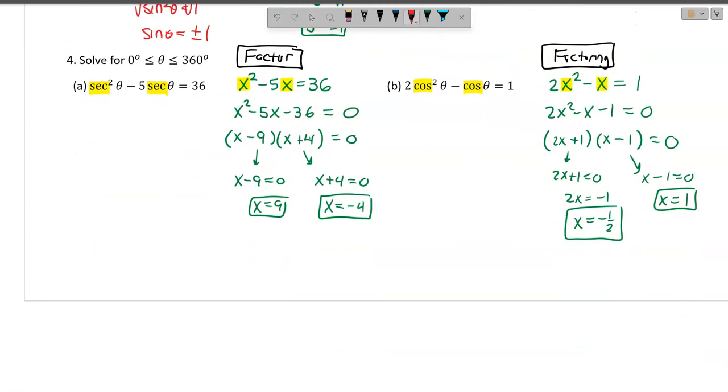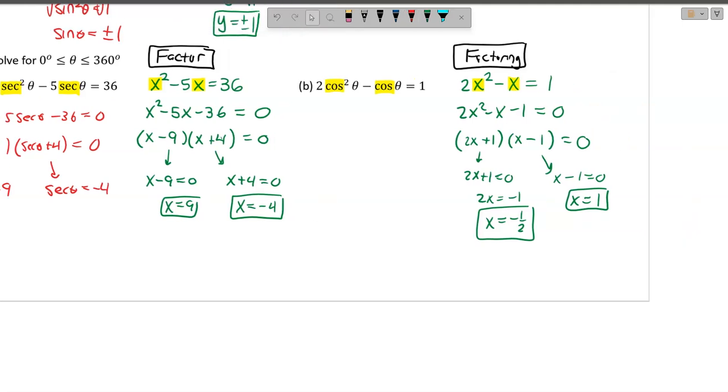Down here, we would subtract the 36. And then we would factor and set those equal to 0. Now, instead of writing x, we're going to write secant. So that's going to be minus 9, that's going to be plus 4. And then when you set these up, you're going to have one of them be secant theta equals 9. The other one is going to be secant theta equals negative 4.